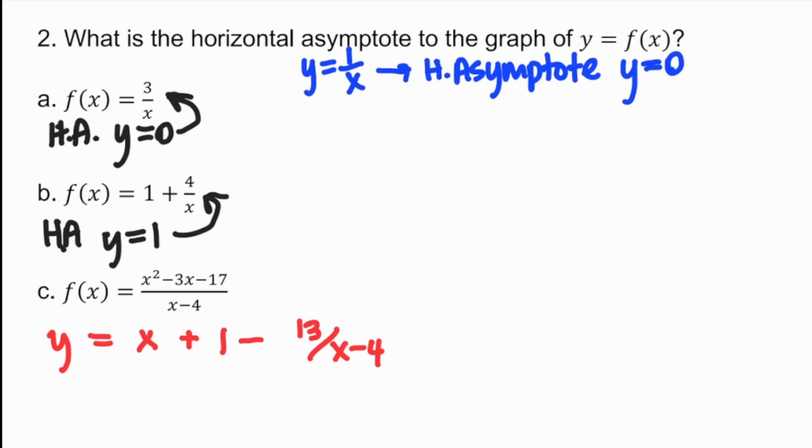If x goes in the negative direction, the 13 over x minus 4 is still going to go towards 0, but I'm going to have negative infinity plus 1, and that's still going to be really negative, right? And so this one's going to have no horizontal asymptote.